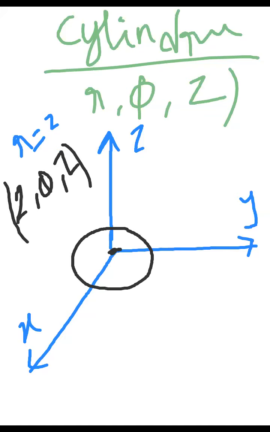If somebody is giving r is equal to 2, that means what? (2, phi, z). That means z can be anything, phi can be anything. Phi anything means you can be here, you can be here, you can be here, like this. You can be anywhere on the circle. That is the meaning of phi. And z is also telling z can be anything.